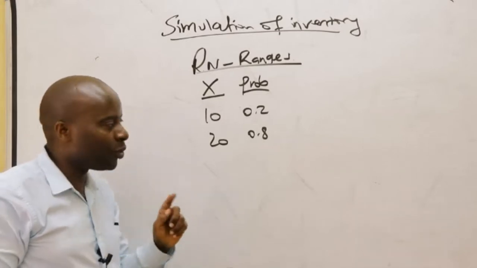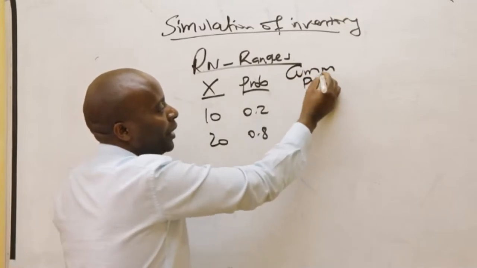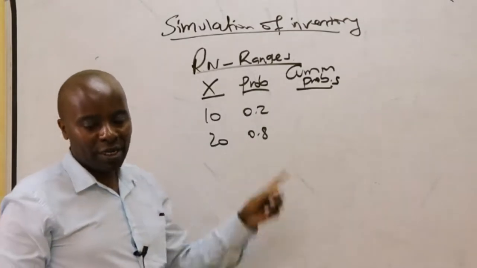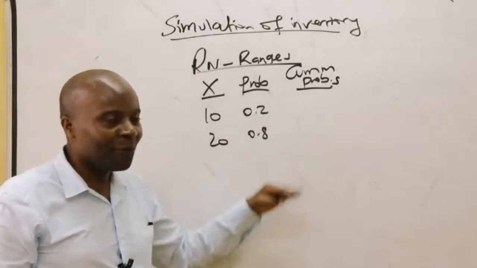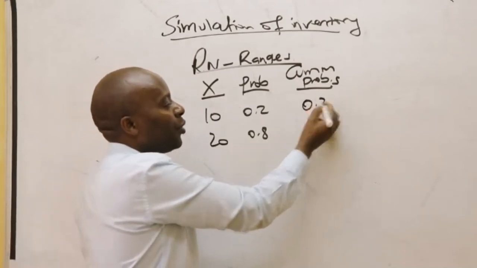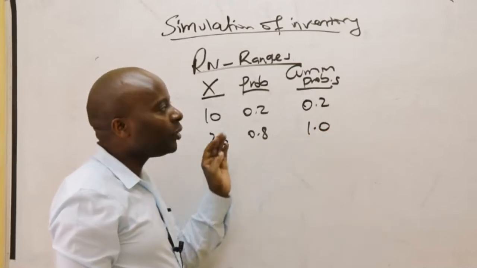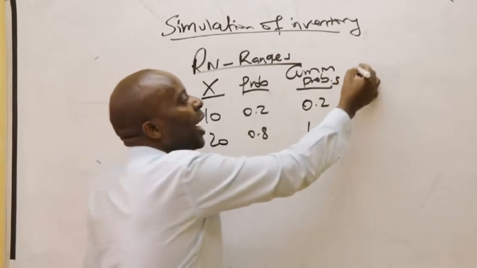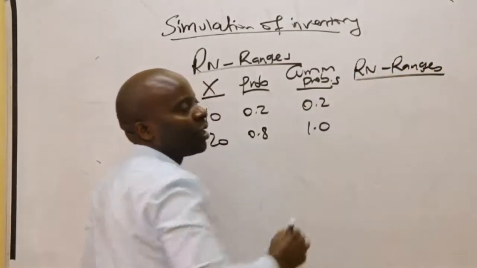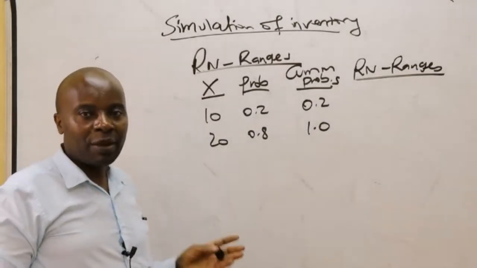How do we get random number ranges, which are the key parameters of simulation analysis? The first thing that we need to do is to provide what we call cumulative probabilities. So step number 1, cumulative probabilities, the normal one. So we have here 0.2, and then we have 1.0. Out of these cumulative probabilities, I should be able to get random number ranges.